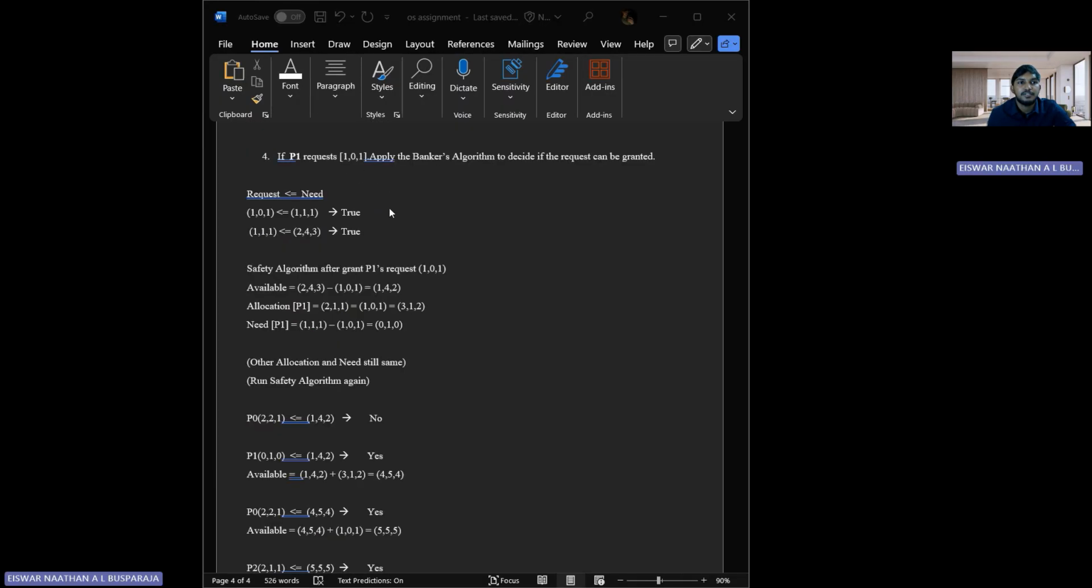Now we jump into the next question. If process 1 requests 1, 0, 1, apply the banker's algorithm to decide if the request can be granted. Here is the way to check whether it's true or not, by using request less than or equal to need.